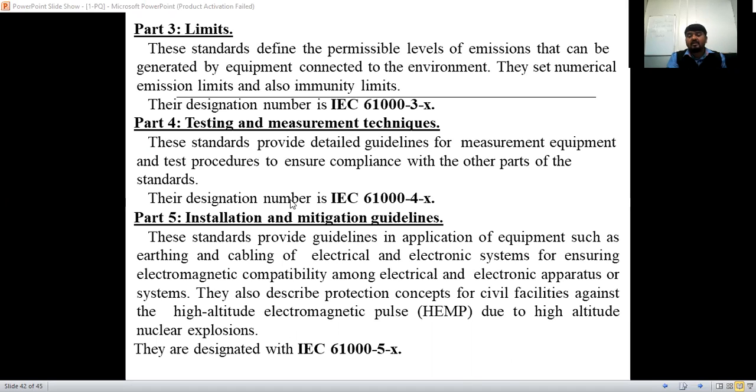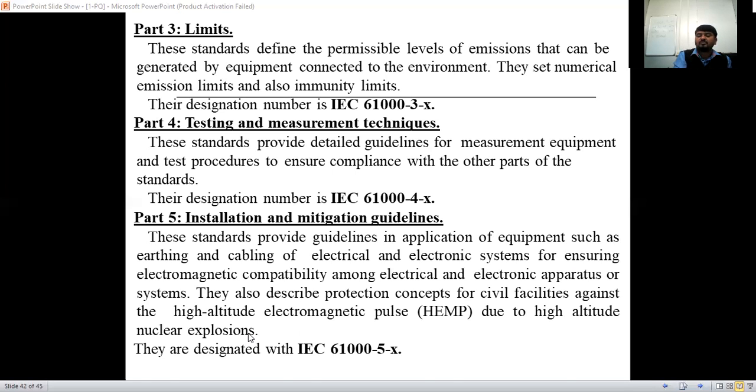Like that, in the electrical system, the guidelines are provided for the application of equipment, such as the earthing that should be there for each equipment, and the cabling of electrical and electronic systems for ensuring electromagnetic compatibility. You should do the cabling among electrical and electronic apparatus or systems. They also describe protection concepts for civil facilities against HEMP, the high altitude electromagnetic pulse due to a high altitude nuclear explosion.